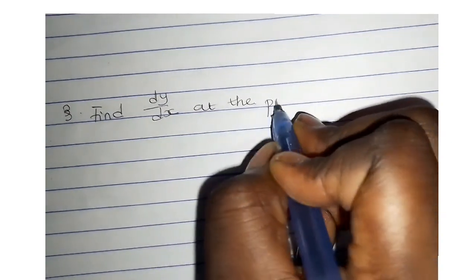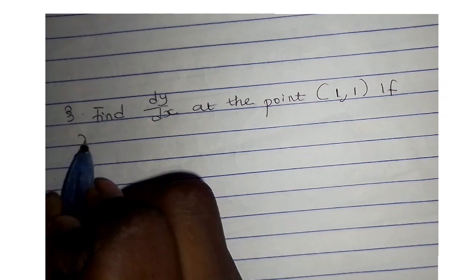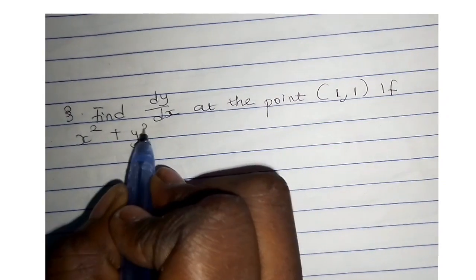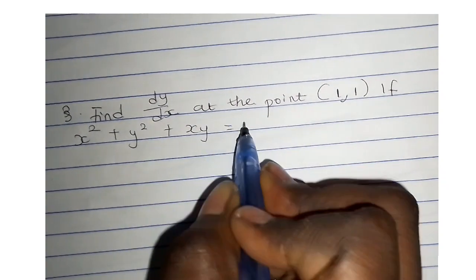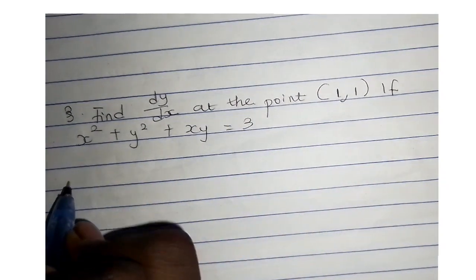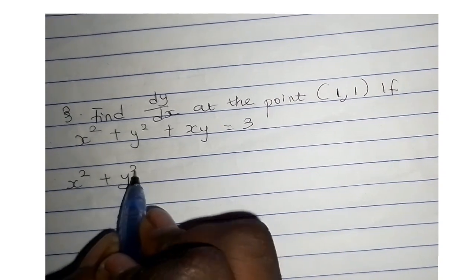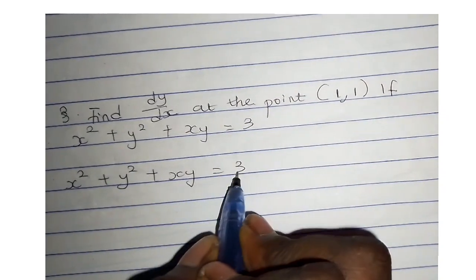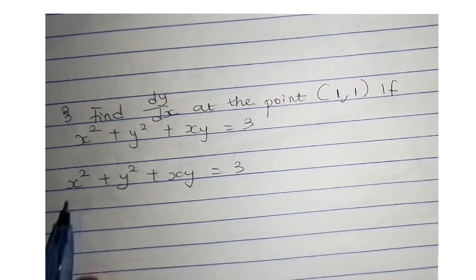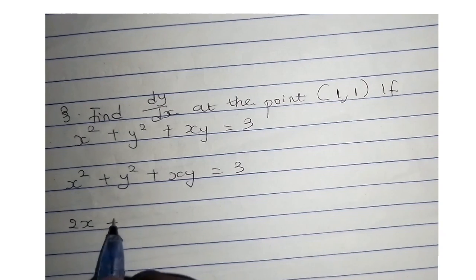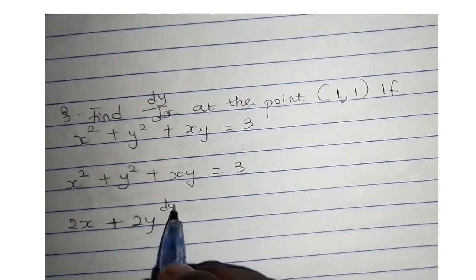We're given a question: find dy/dx at the point (1, 1), if x squared plus y squared plus xy is equal to 3. Now, given this function, we're going to write it out: x squared plus y squared plus xy is equal to 3. So now we're going to differentiate this. When we differentiate x squared, we're going to have 2x. When we differentiate y squared, we're going to have 2y into dy/dx.